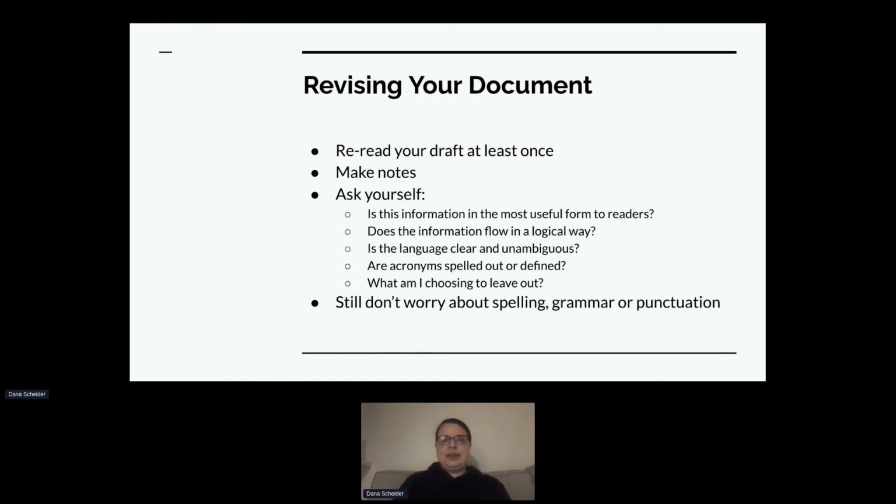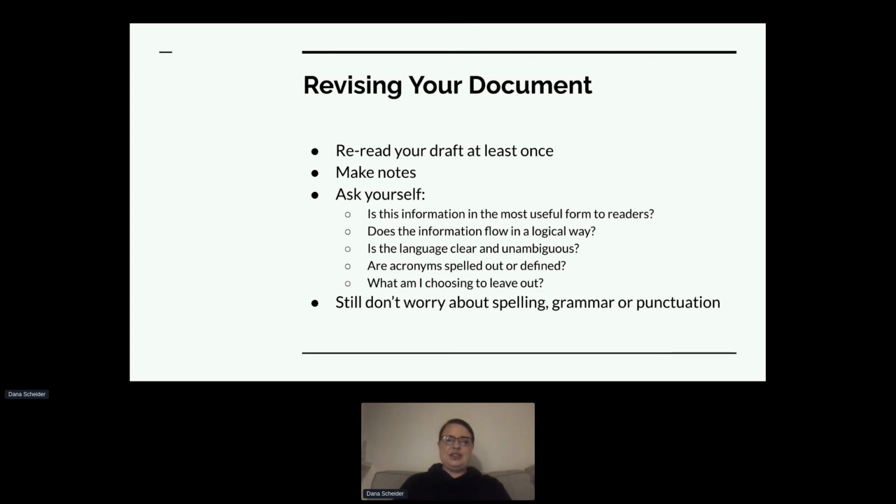And as you do, make notes. Notice what you see that is not quite right. Ask yourself if this is in a useful form for readers. Is it flowing in a logical way? Maybe this section needs to be up here. And also just asking yourself what you're choosing to leave out. There's always something that we choose to omit, and so it's important to be intentional about that as well.